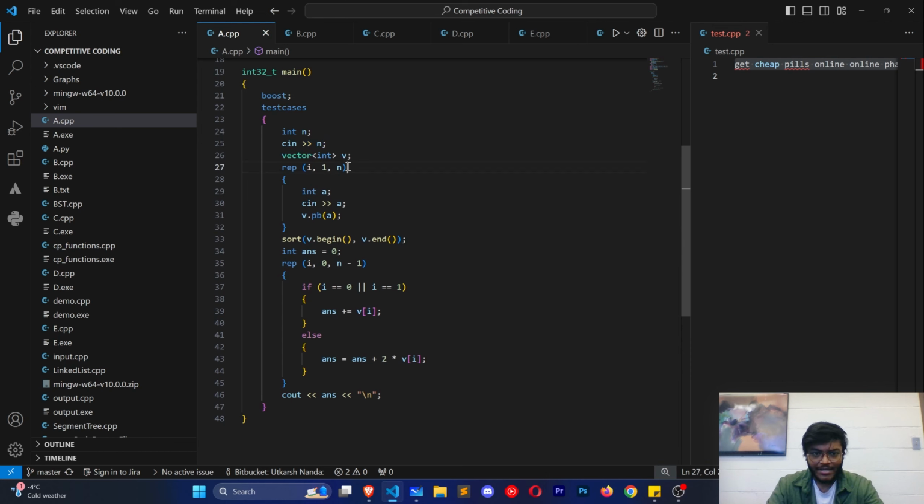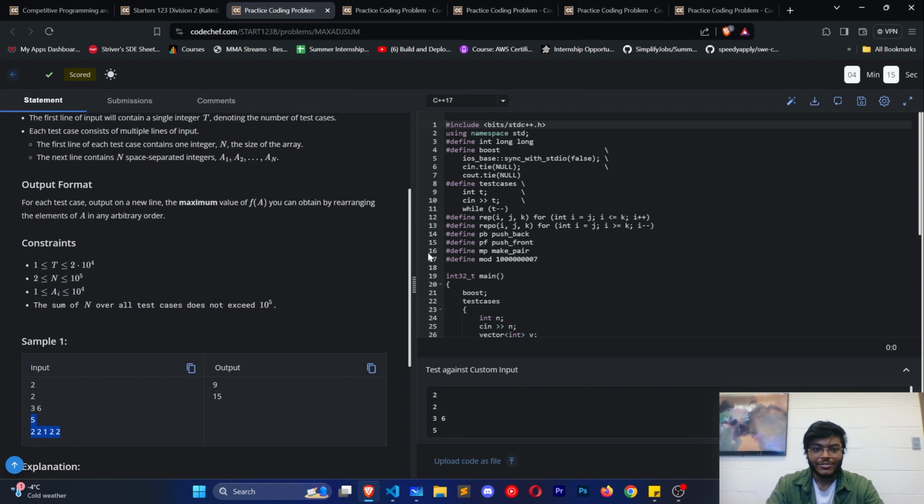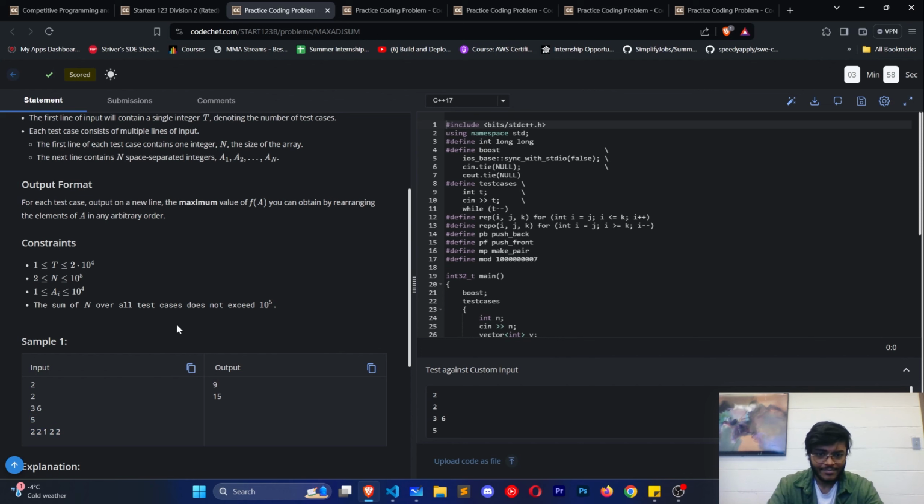This is our input to the vector, then we sort the vector, and after sorting in ascending order, if the value is at either the 0th index or the first index, we add it once, else we add it twice. So that's it. The key observation was that every element from the second till the n minus 1th element would be added up twice, and the first and last element would only be added once. So we need to strategically place the minimum values at the start and the end of the array. So that's it.